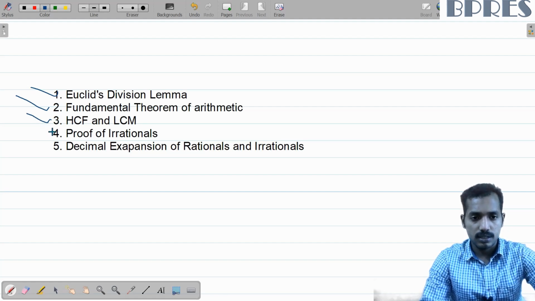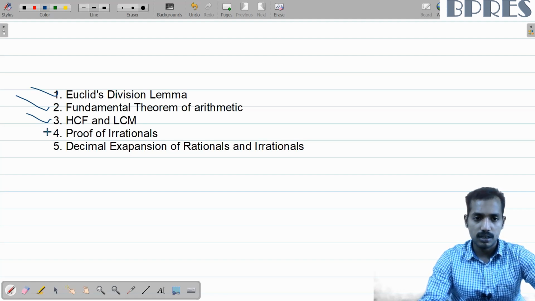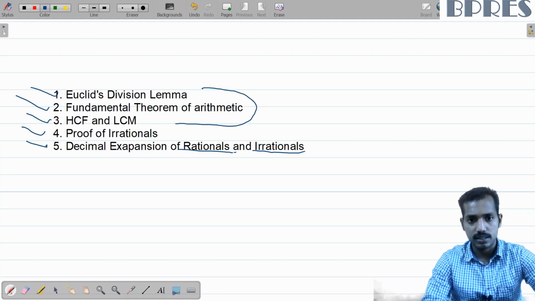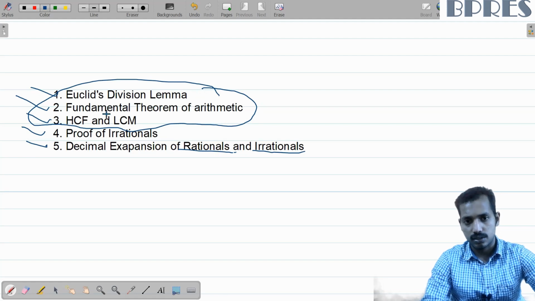And the next one is the proof of irrational numbers. It is a new topic and it's a very important one, so we will discuss in detail. And the fifth one is the decimal expansion of rationals and irrationals. This we have also learned in class 9, but still we will learn some more properties of decimal expansion of rationals and irrationals. Out of these 5 topics, in this video I am going to deal with only these 3 topics. The remaining 2 will be discussed in the next video.